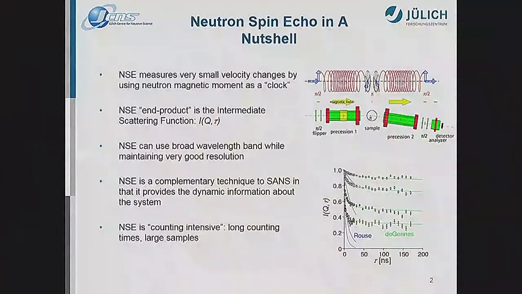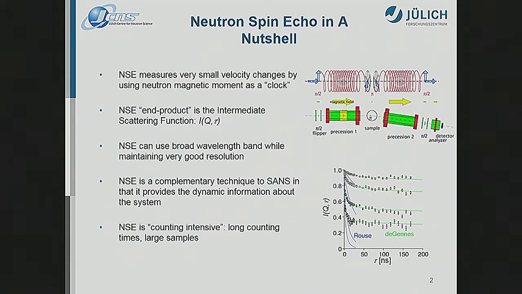Okay, so the outline of the talk is fairly standard, and as the title suggests, we're going to be talking about neutron spin echo spectroscopy. So in a nutshell, what NSE does, that's the orbital view: it measures very small velocity changes in a sample by using the neutron magnetic moment as a clock.